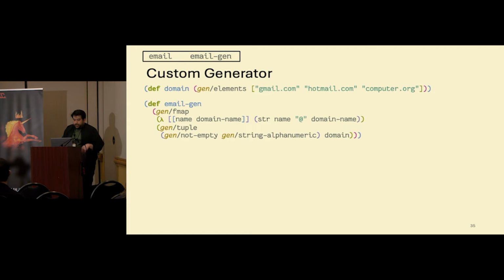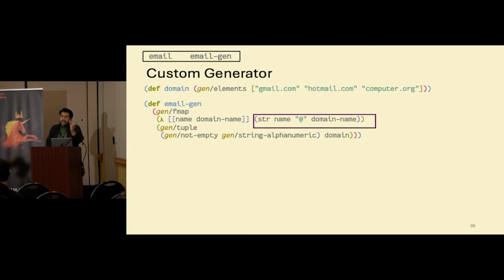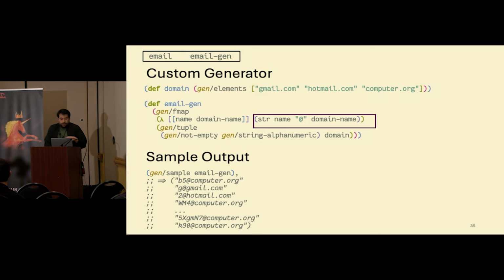And then the next portion, I know it's a little terse, so let's focus on this specific part, which is just the output of the generator, which is going to be a name appended by @ and then the domain name. To look at what that looks like, it's something like this. So we sample the email gen, and we get b5@computer.org, etc. So this is what the test would be consuming.